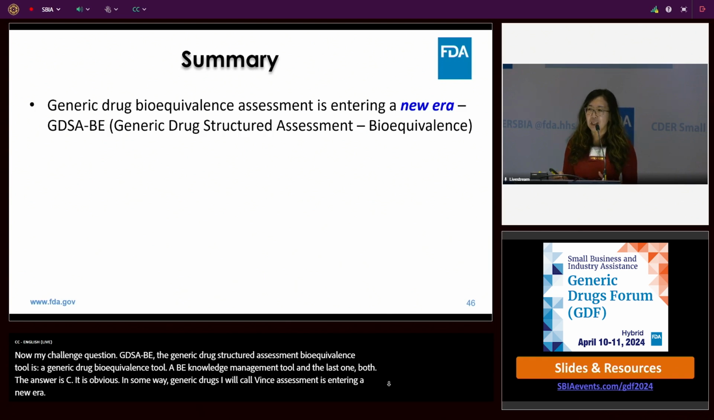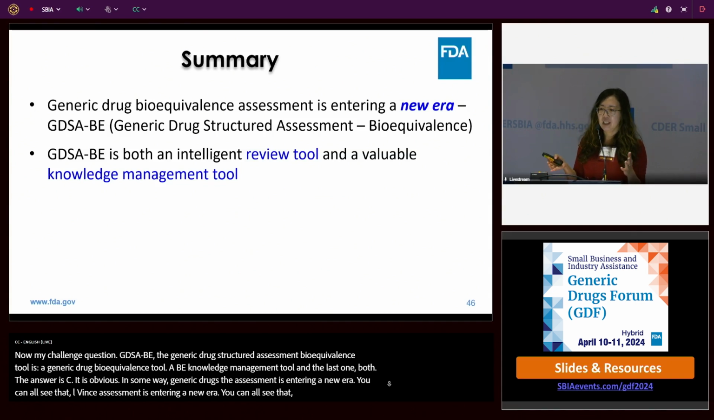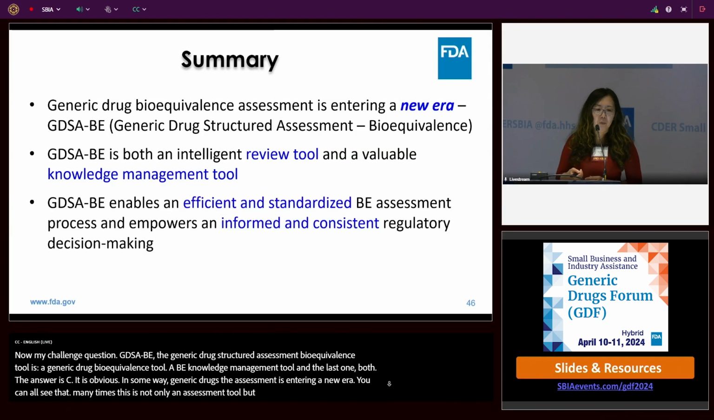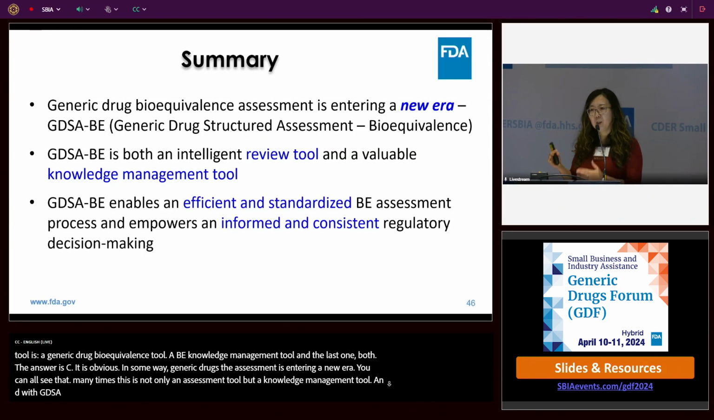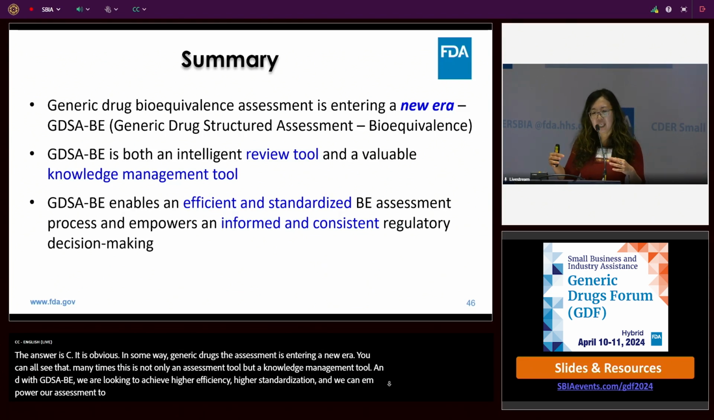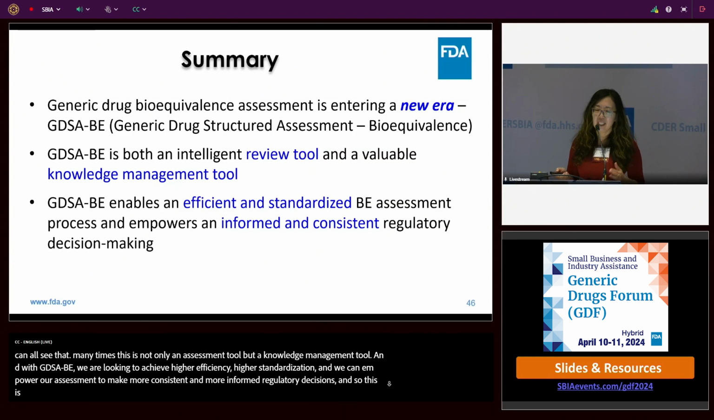Right? You all can see that. We are dumping the old text-based review. We are very excitedly going to this new stage, GDSA-BE. And like said many times, this is not only an assessment tool, but also a knowledge management tool. And with GDSA-BE, we are looking to achieving higher efficiency, higher standardization, and we can empower our assessment to make more consistent and more informed regulatory decision. And so this is a wonderful tool that the entire Office of Bioequivalence and OGD are very excited to embrace.